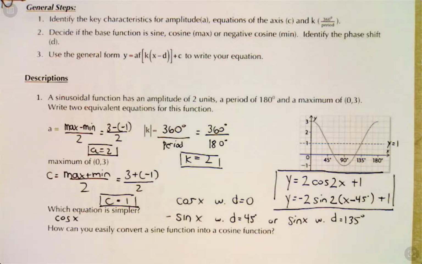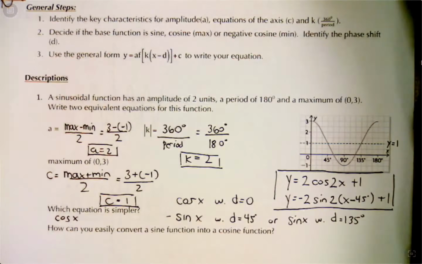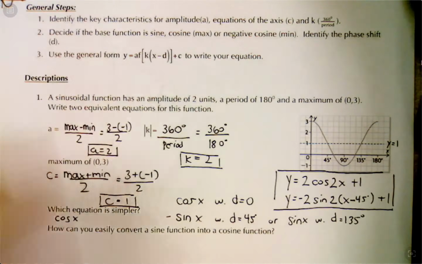How can you easily convert a sine function to a cosine function? Well, we know that a sine function and a cosine function are very similar. They have basically very similar shape. The properties are all a little different, but it's just because we have a shift. The sine graph's been shifted to match the cosine graph, the original sine graph, that is. So how much has it been shifted by? Well, it's been shifted by 90 degrees.